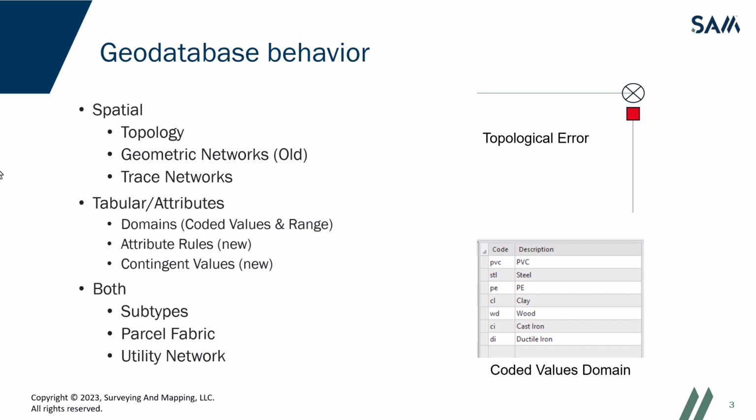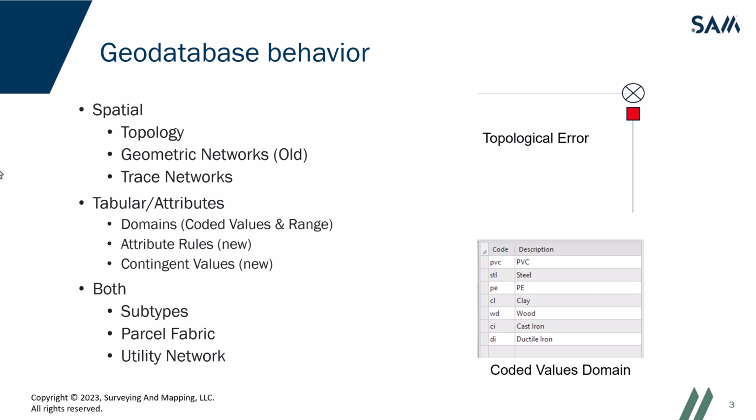And then when I create those subcategories, I can apply different behaviors, whether that's topology rules or domains or attribute rules or contingent values based on that subtype. So it allows me to further refine the behavior I'm applying to the features that are in that subtype. Okay? So again, a refinement of how I can apply this other behavior, so I get exactly the type of data validation I need in there.